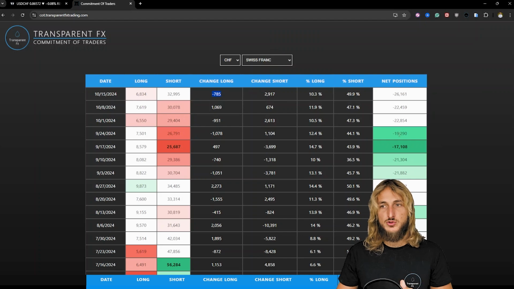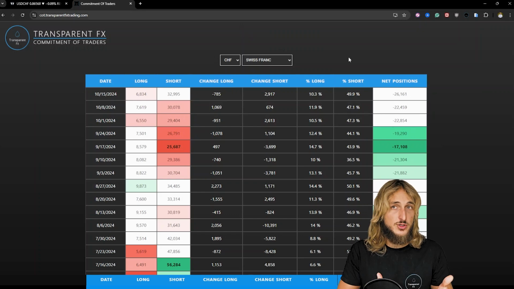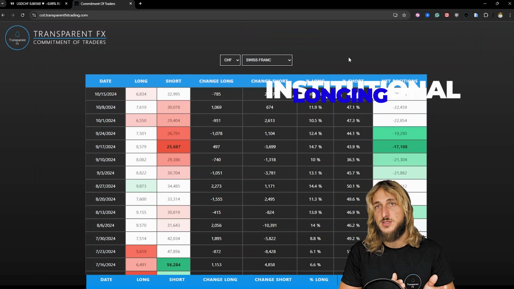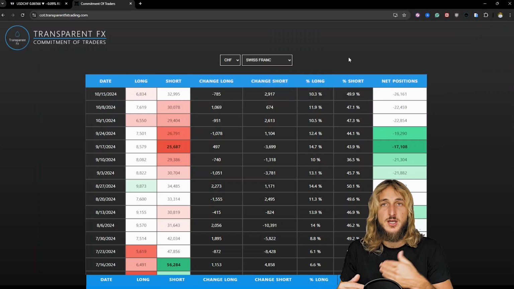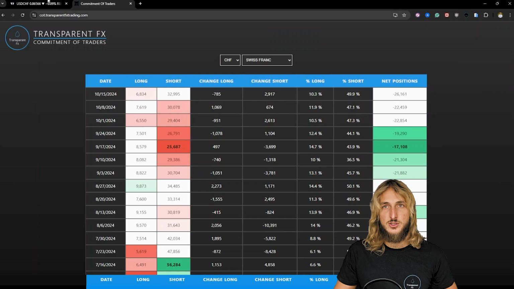So clearly institutions, with the last reports in the last weeks, have been moving to the bearish side of the CHF. And keep in mind that all currencies on the spot are traded against the USD. So if institutions are shorting the CHF, what they are actually doing is longing USD CHF, because if you short the CHF and the CHF is traded against the USD, you're actually longing USD CHF.